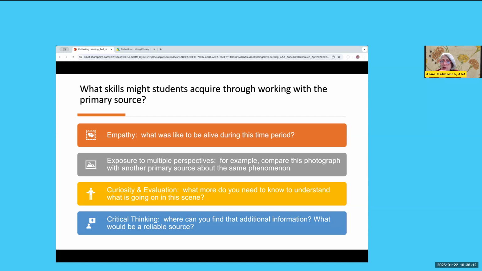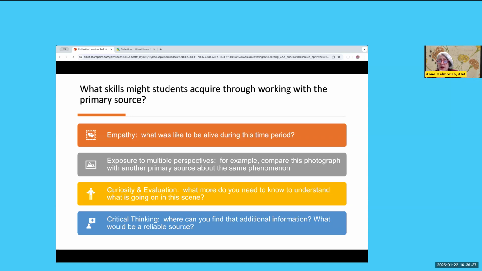What would be a reliable source? For example, if I was in LA, I would say, let's take a look at the Japanese American National Museum in Los Angeles. They actually have physical artifacts on site there from the internment camp experience. You can look at some of those online. So helping them find, where would I find good information?